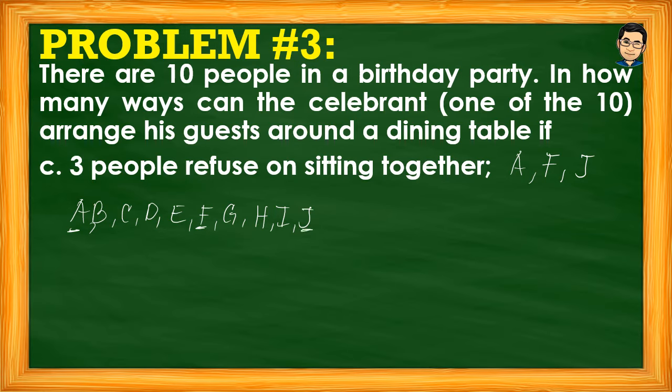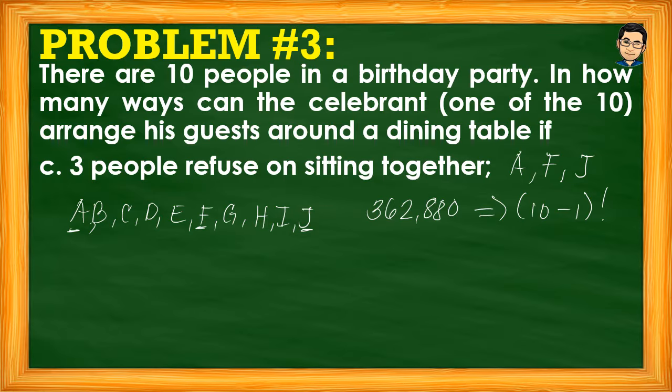Okay, so paano natin kukunin yung ating arrangement dito? So, una muna, kailangan po natin kunin yung total muna. Okay, so yung total na ways, nakuha na po kanina, which is 362,880. Ito yung 10 minus 1 factorial. So, bakit natin kailangan yan? So, kailangan po kasi nating isubtract yung number of ways na kung saan yung 3 people na to magkakatabi sila.